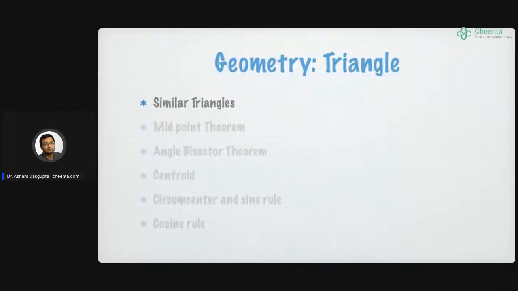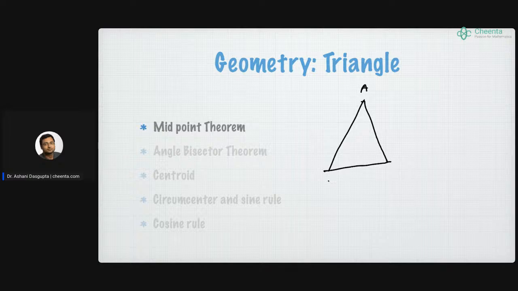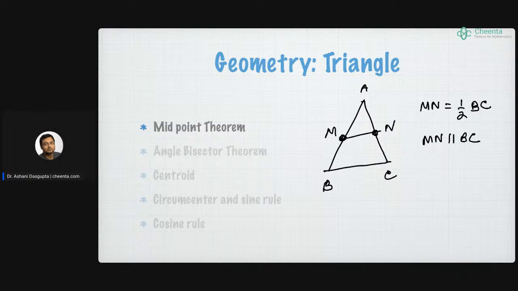We want to talk about triangle geometry. I've already discussed what a similar triangle is. Of course, many of you know the midpoint theorem. It's extremely beautiful and important. You take a triangle ABC. If you take the two midpoints M and N and join them, then MN is half of BC and MN is parallel to BC. That's the standard result for the midpoint theorem. We don't want to spend time proving anything today because we are just giving an overview.